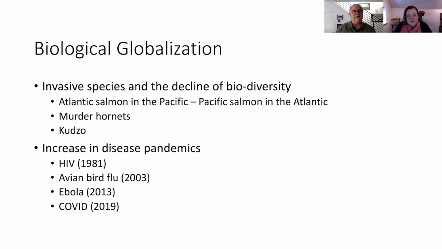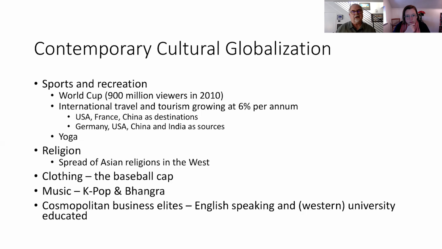And of course, pandemic diseases. We're living within the COVID pandemic right now, but we have the HIV pandemic, the avian bird flu, Ebola. The notion is that pandemics are going to be, unfortunately, easier to disseminate because of, again, the complete shrinking and collapse of the time-space continuum. Then we have contemporary cultural globalization, with lots of examples of this.